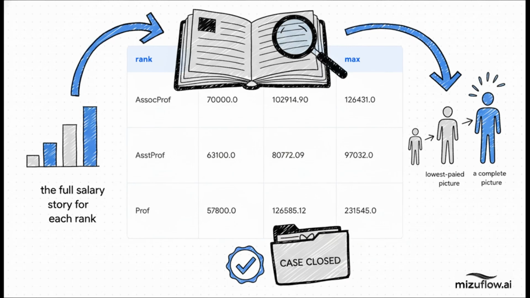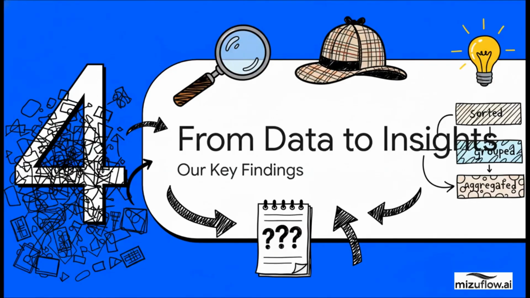And there you have it, the final result. This is like the case closed moment in a detective show. We now have this beautiful, detailed summary that tells the entire salary story for each rank. We can see the bottom, the middle, and the top. This is a complete picture. So let's just take a breath for a second and look at what we just did. We started with a table that was a total mess, right? It was just noise. And with a few smart, simple detective tools, we've pulled out some actual clear-cut insights.